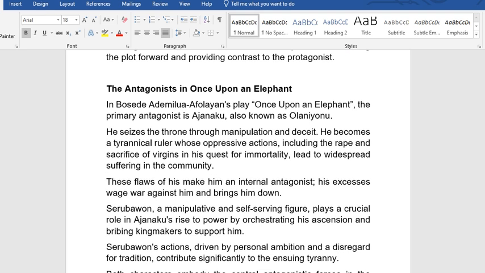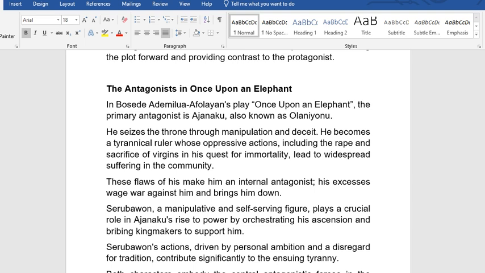The antagonist in Once Upon an Elephant. In Bosede Ademilua-Afolayan's play, Once Upon an Elephant, the primary antagonist is Ajanaku, also known as Olanayono. You remember, Ajanaku is also the protagonist of Once Upon an Elephant. He is the most popular character in that play.